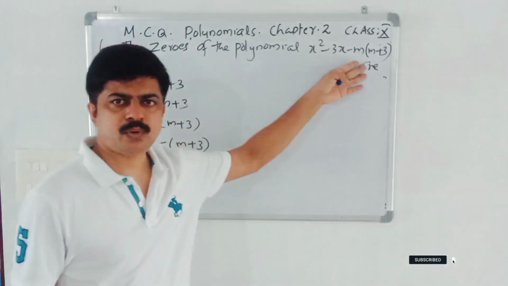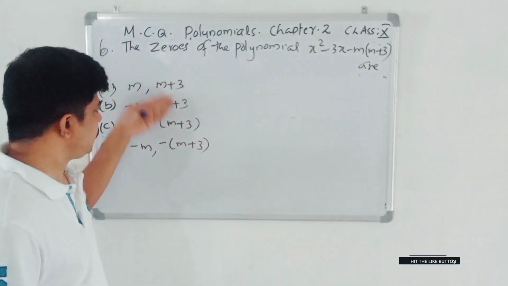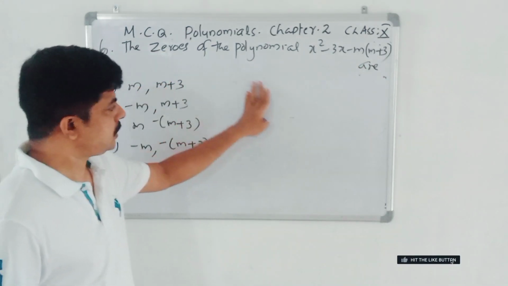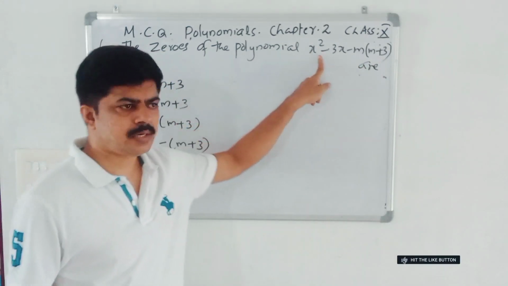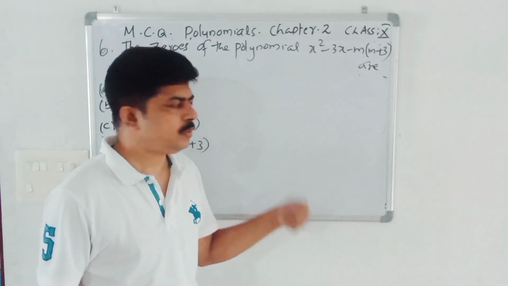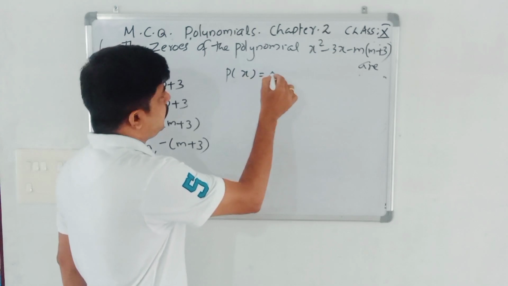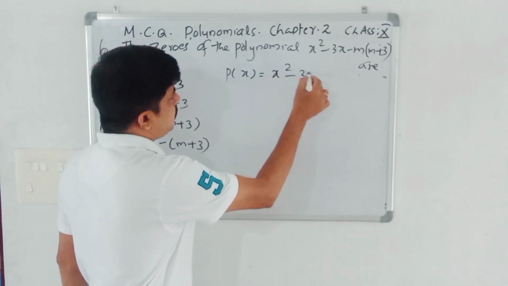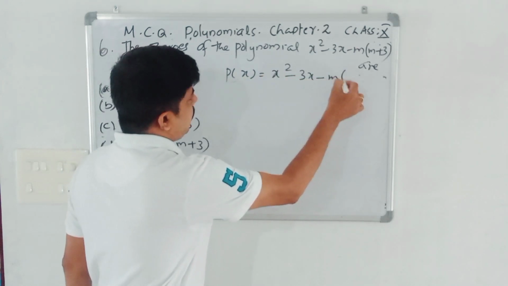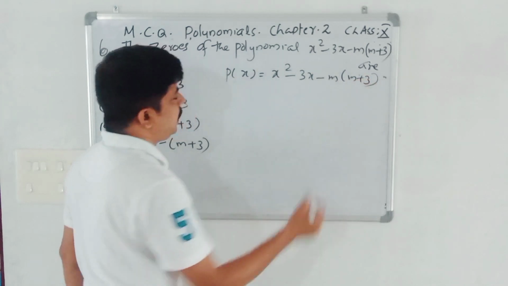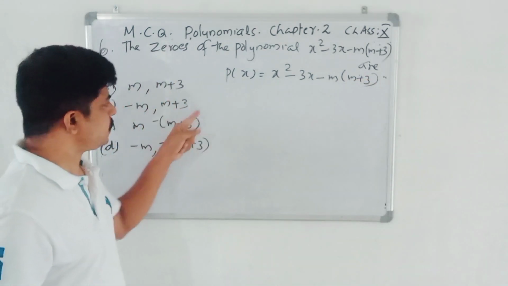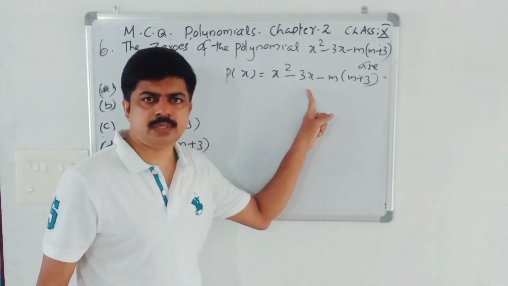We are given one polynomial, and we need to find the zeros. Which of the following are zeros? Since it's a quadratic polynomial, they will definitely give two zeros. We have p of x equal to x square minus 3x minus m into m plus 3. For each zero we can substitute and check whether we get 0 or not.